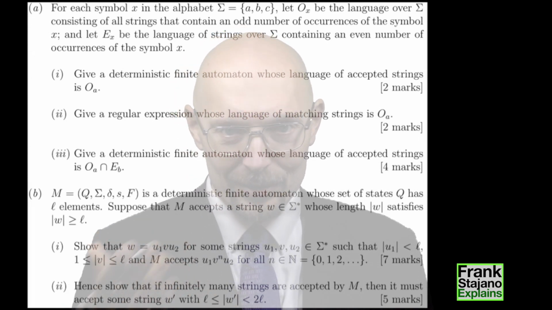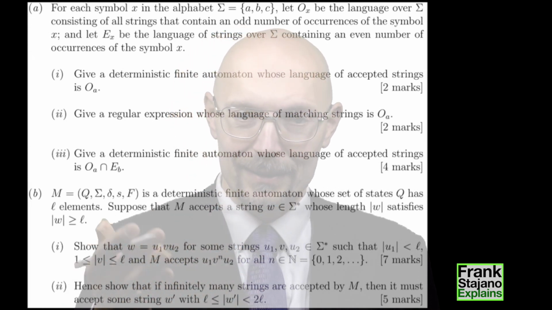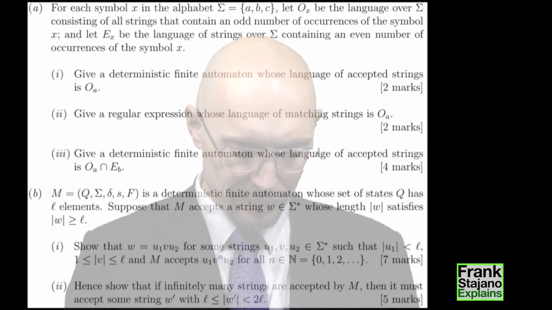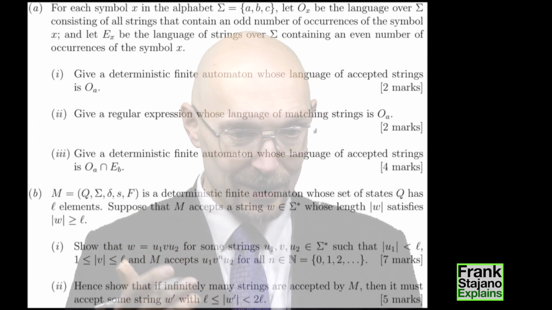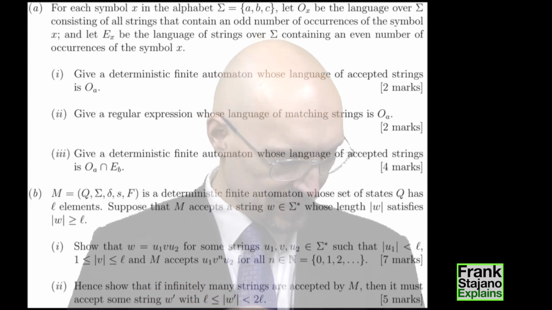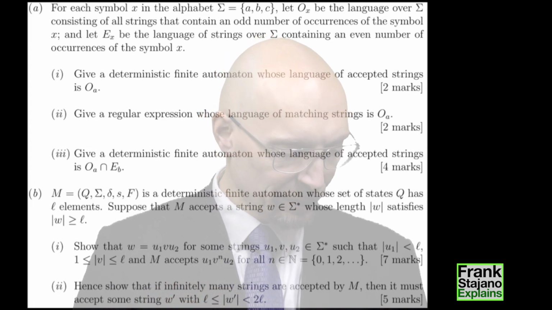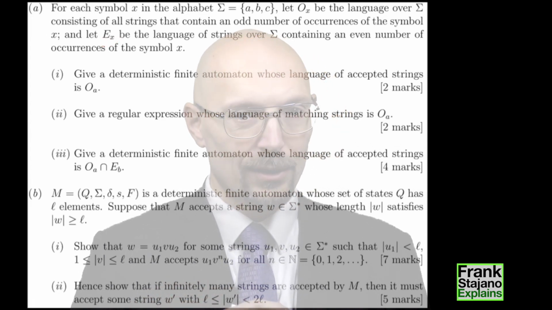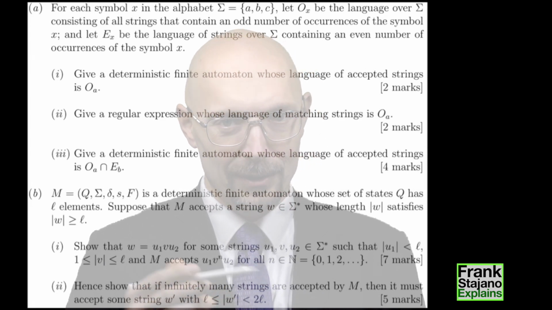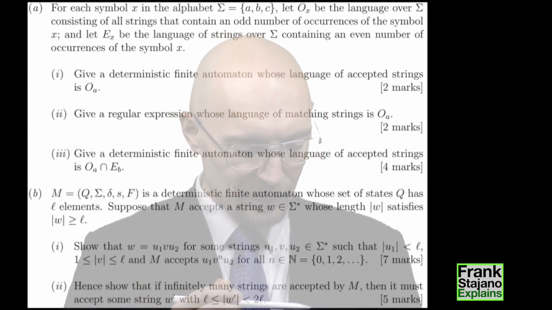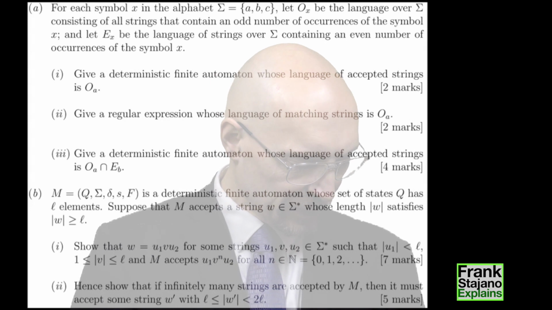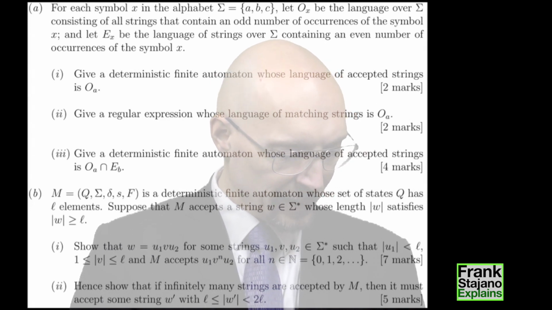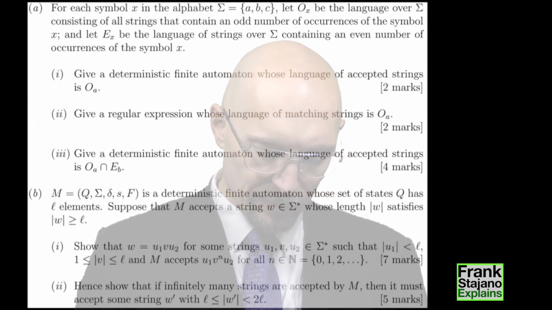Obviously, 0 is an even number, 1 is an odd number, they alternate odd and even, so 0 is an even number. If you have no A's, then a string with no A's belongs in E of A, and a string with 1, 3, 5, and so on A's belongs in O of A, which is the set we are going to recognize with our deterministic finite automaton.